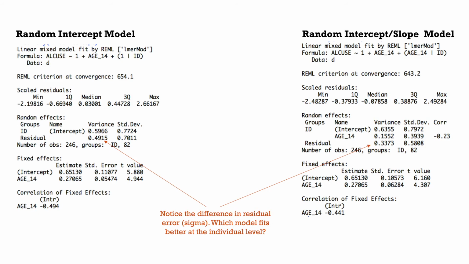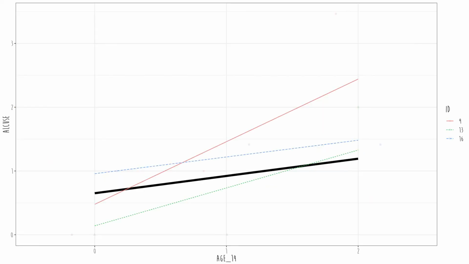On the other hand, in this one, we have a much smaller residual error, and that again is because each individual is allowed to have their own fit. And here is what it would look like if we were to visualize it. Again, the black line represents the fixed effects, and then the color lines are the random effects for 3 randomly selected individuals. So let me summarize for you, because that was complicated.